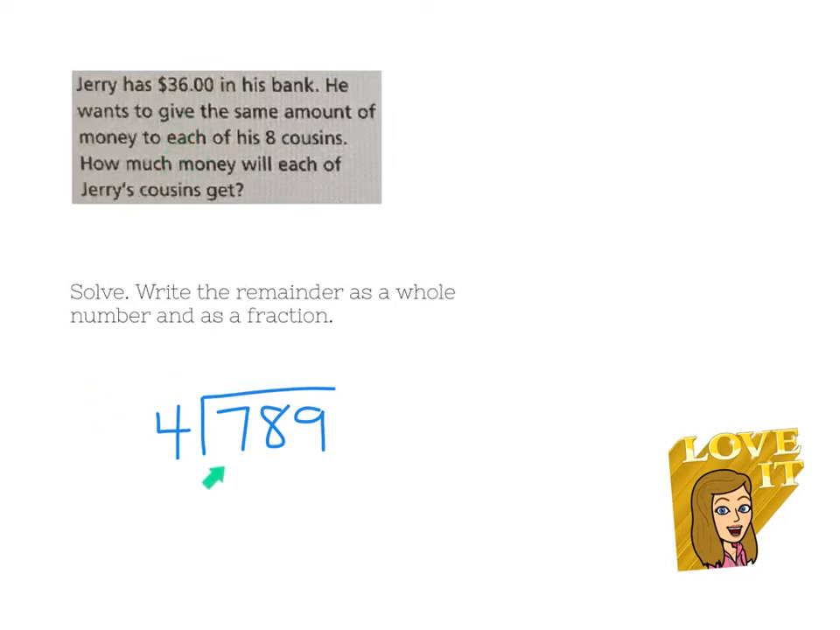So now we'll practice both showing a remainder as a decimal in the first problem and then as a fraction in the second problem. The first one is Jerry has $36 in his bank. He wants to give the same amount of money to each of his 8 cousins. How much money will each of Jerry's cousins get?